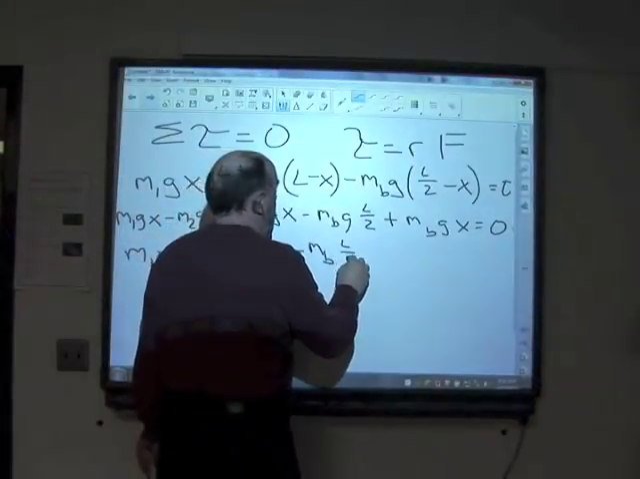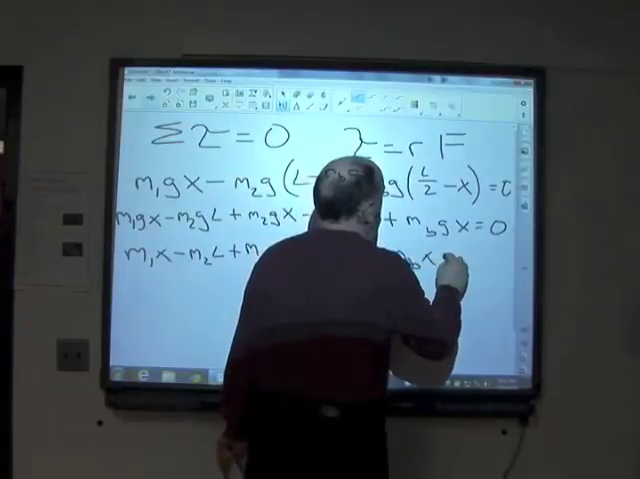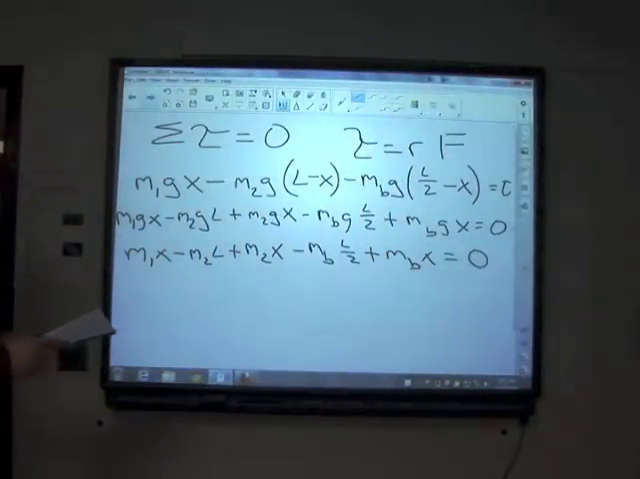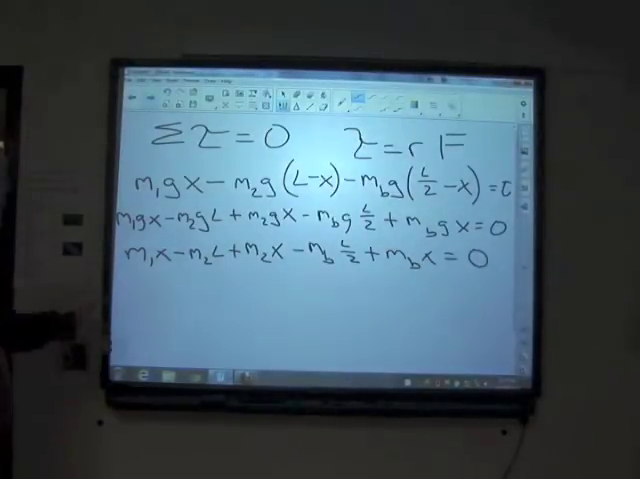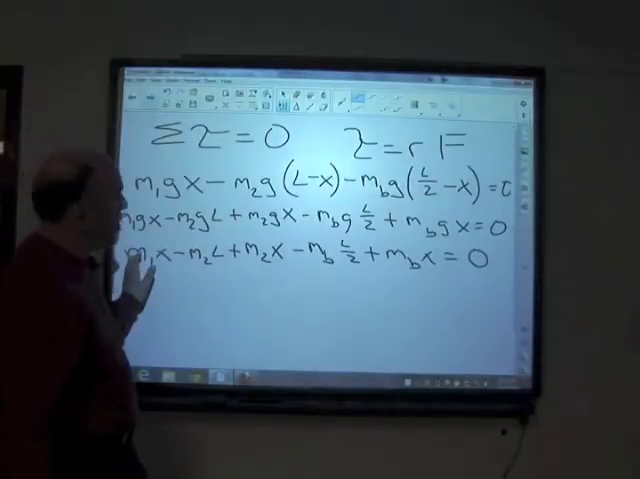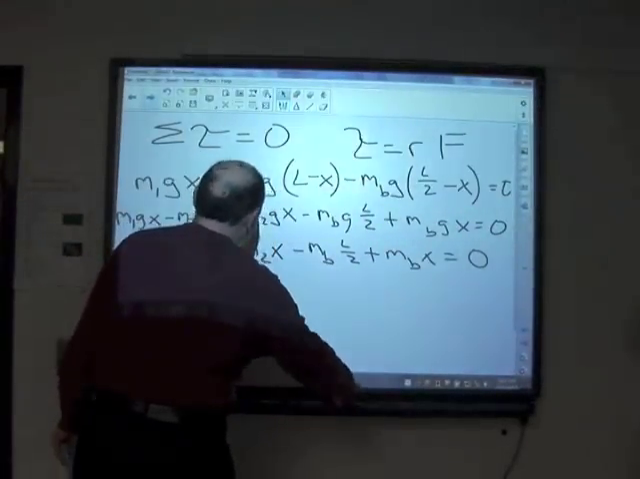And we end up with this. And so now we want to take this equation, and again, we want to solve it for x, which means I want to keep everything that has an x over on this side, and everything that doesn't have an x, I want to take over to the other side of my equation.